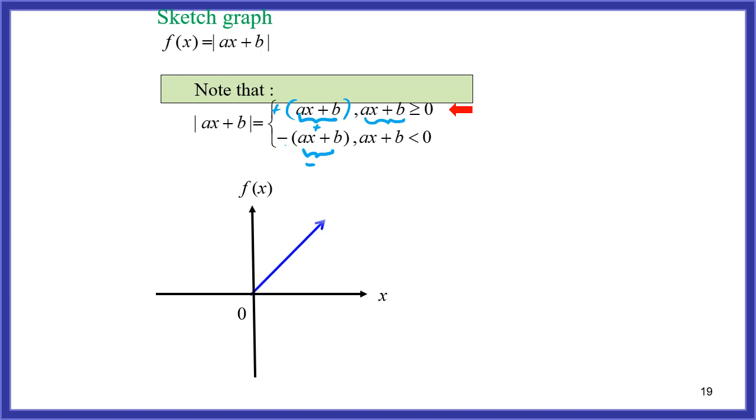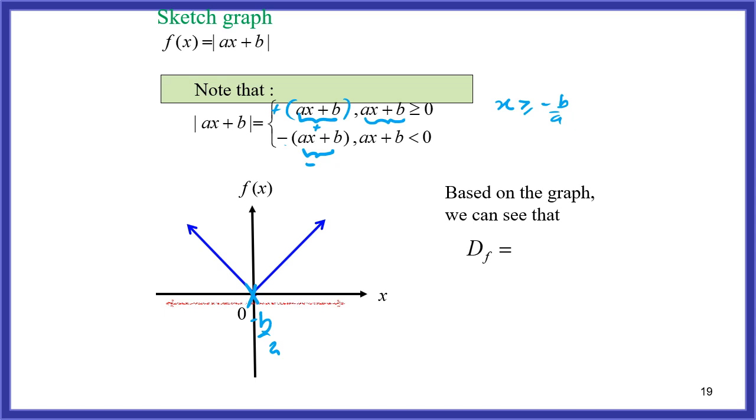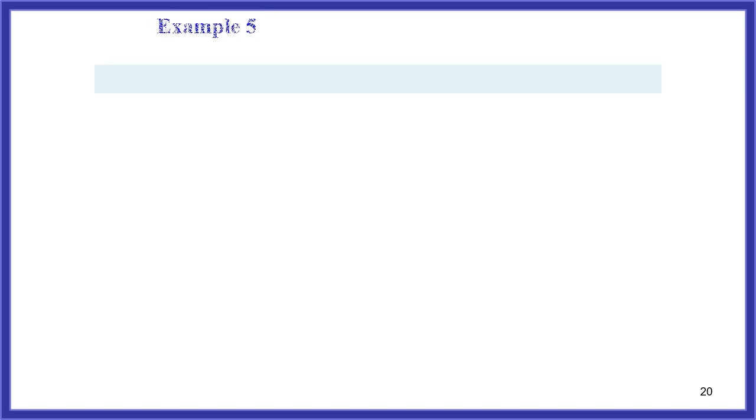So the graph will be for ax plus b more than or equal to 0. And for ax plus b less than or equal to 0. So actually it should be x more than or equal to negative b over a. This value here should be negative b over a. We can see that the domain is always from negative infinity to infinity and the range is from 0 to infinity.